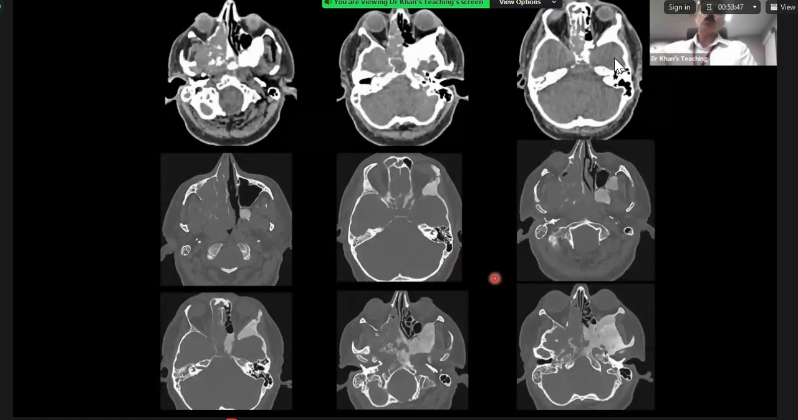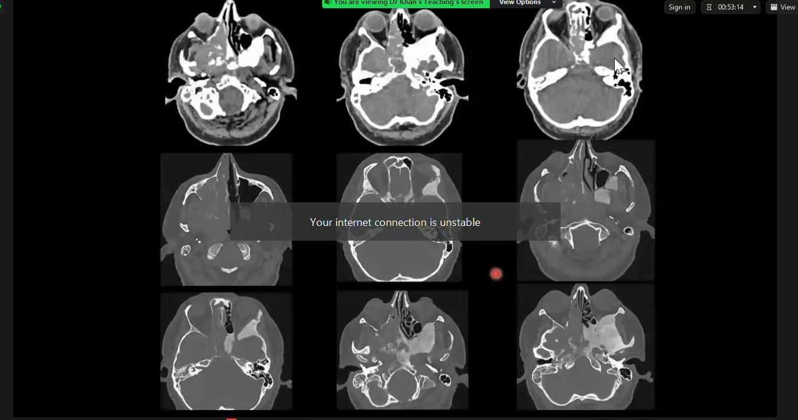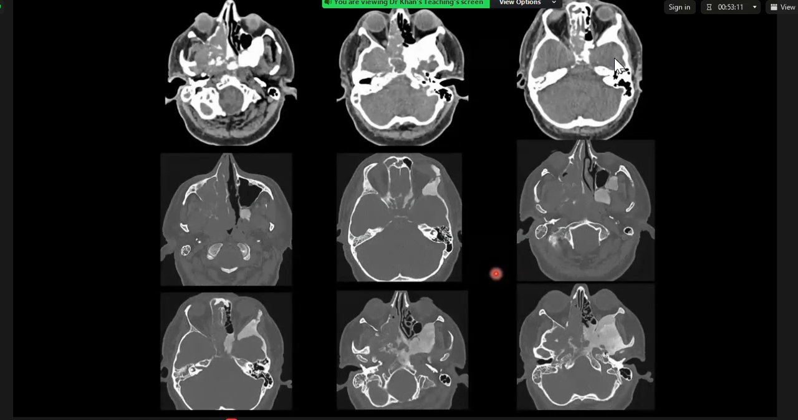Okay, this is a very, very good case. Over to you. Classical exam case. So I have selected axial reconstructions from a CT scan of the base of skull with both soft tissue and bone windowing. There's a diffuse bony abnormality centered around the left anterior and middle cranial fossas, which specifically in the region of the left sphenoid wing has bony expansion with a fibrous matrix.